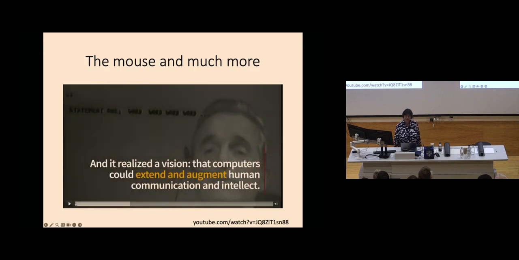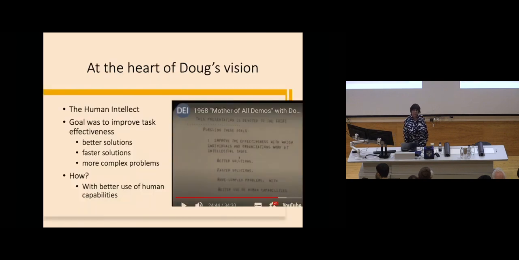I'm going to stop there, even though it's a really compelling video to watch, and for you to read that it wasn't just about the mouse that he's known for, but he had a great vision, which was to think about how we could develop computers to extend and, importantly, augment human communication and the intellect. And at the heart of his vision was this idea of the human intellect. And in the video, you can see this being typed up.